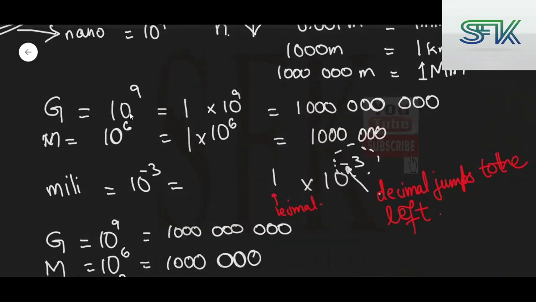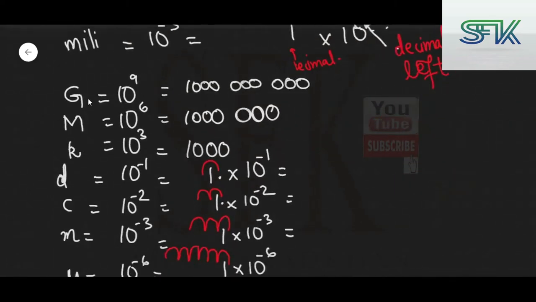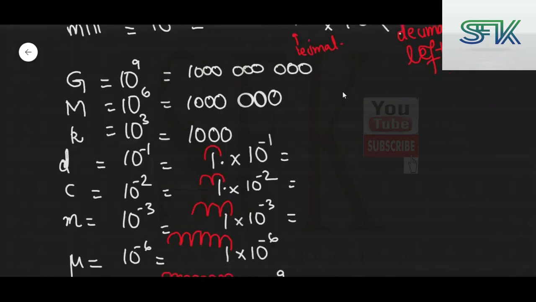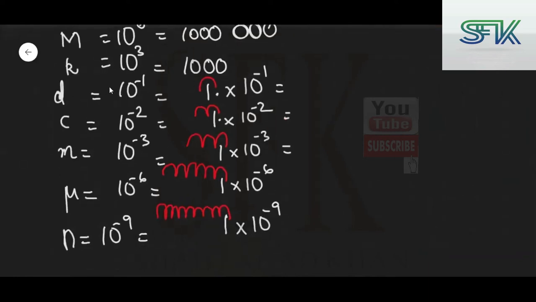Mega, on the other hand, has 10 raised to the power 6, which represents a number with 6 zeros. So giga represents 9 zeros, mega represents 6 zeros, kilo represents 3 zeros, 1,000. Deci, on the other hand, has a negative power, 10 raised to the power of minus 1.